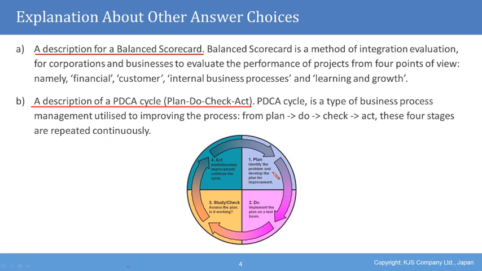Here is a diagram of a PDCA cycle going from plan, which is to identify the problem and develop the plan for improvement, doing, which is the implementation of the plan on a test basis, studying and checking, assessing the plan to see if it is working, and act. The acting is institutionalizing improvement, continuing the cycle.